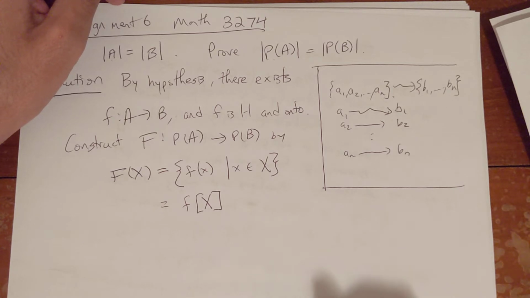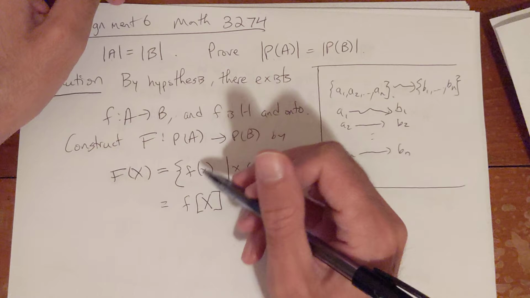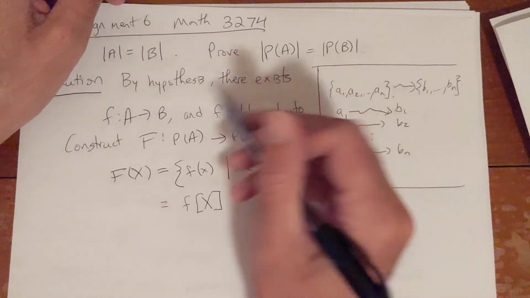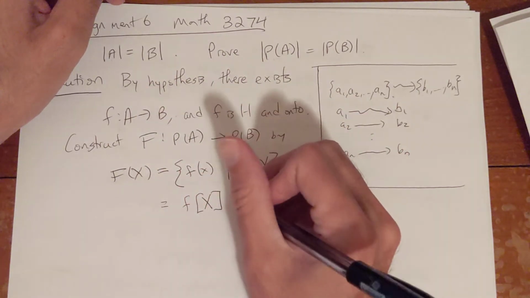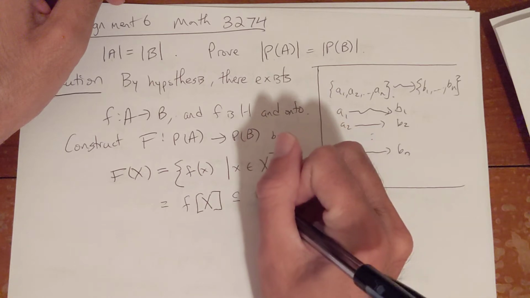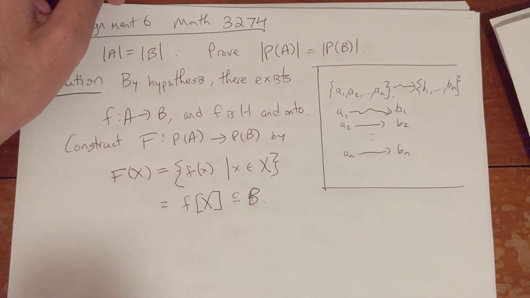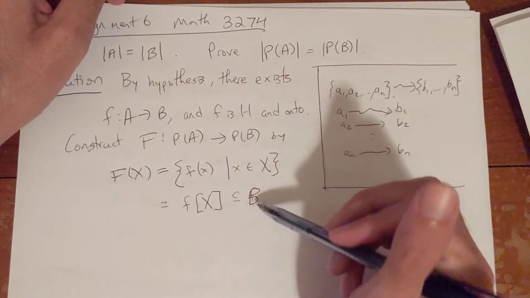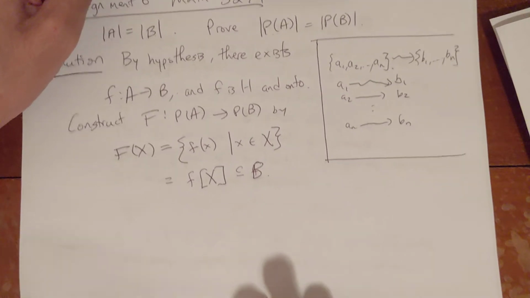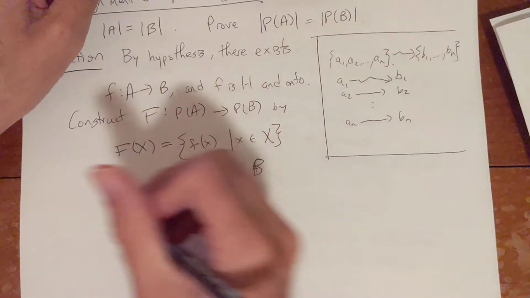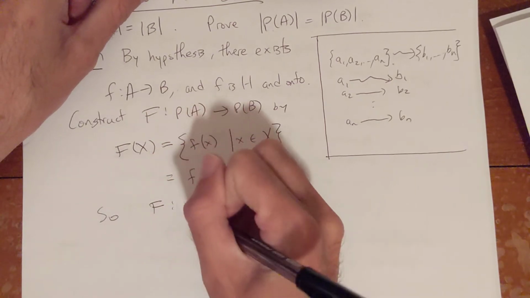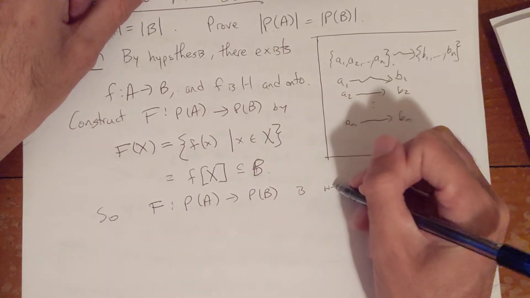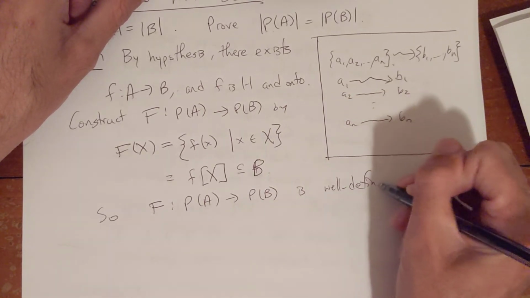Now, since X is a subset of A, f of X is going to be a subset of f of A, and f is one-to-one and onto B, so f of X is going to be a subset of f of A, which is just B. So to every subset of A, I get a subset of B. So that definitely gives me a function from the power set of A to the power set of B, and this is well defined. Okay, now is it one-to-one? Is it onto?